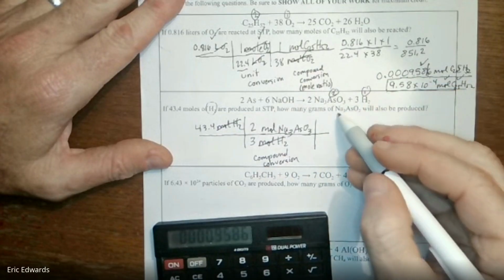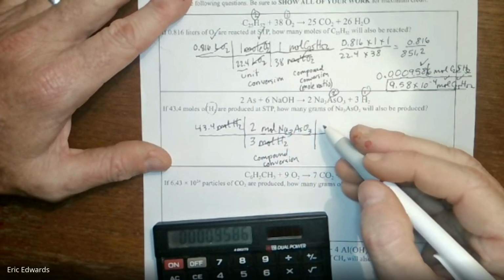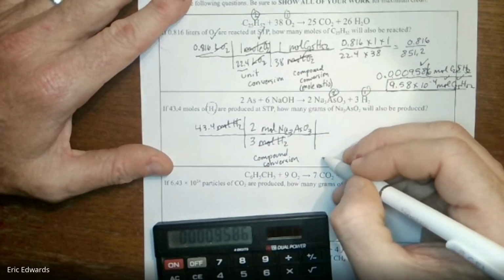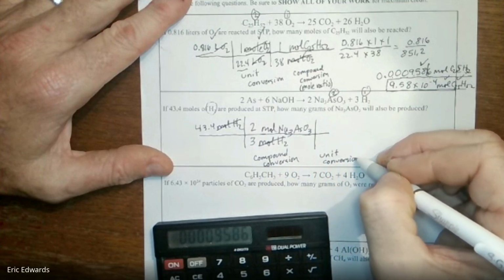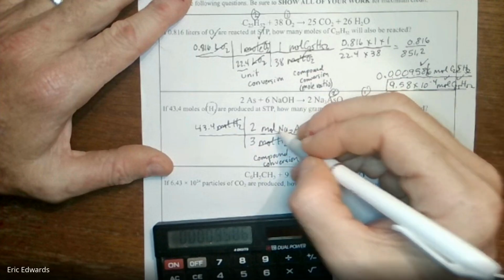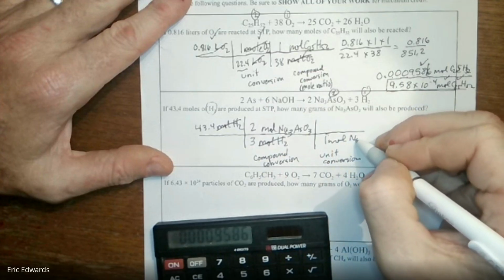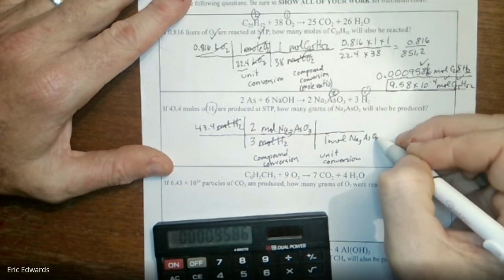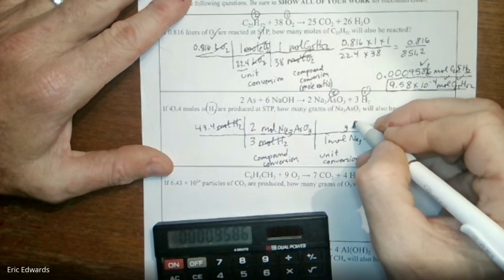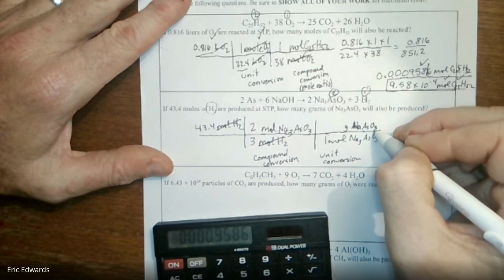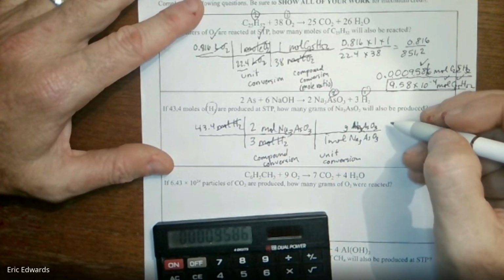Now I'm going to look and say, okay, I want grams. My final answer is not in moles, my final answer is in grams. So I need to do a unit conversion here. I know that I'm in moles, and in a unit conversion it's always 1 mole of whatever you're doing, Na3ASO3. Now I'm going to look for grams of Na3ASO3.